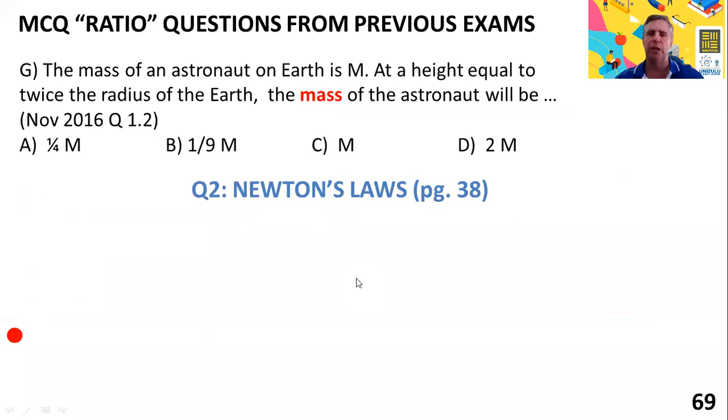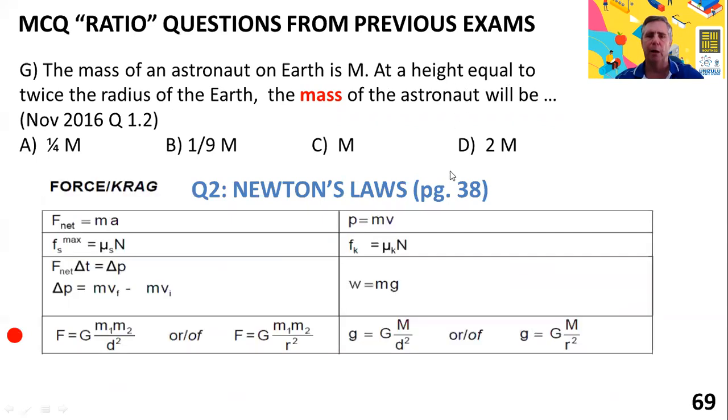Next question, G, top of page 69. The mass of an astronaut on Earth is m. At a height equal to twice the radius of the Earth, the mass of the astronaut will be. Now, data sheets, Newton's laws on page 38. Please notice that the equation for small g, the acceleration of gravity, which gives us our weight, is this one. But you weren't asked about the weight or the force on the astronaut. You were asked about the mass of the astronaut.